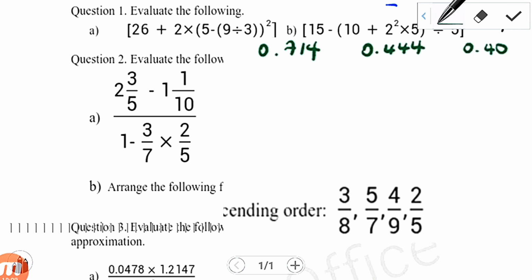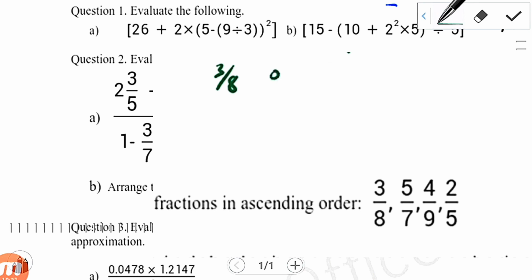Now, if you look at the decimal representation of this, you'll see clearly that the smallest decimal here would obviously be 3/8, because that's 0.3. Then next would obviously be 0.4, which reflects the fraction 2/5. Then the next smallest fraction, just slightly bigger, is in fact 4/9. And then the largest fraction here would obviously be 5/7.